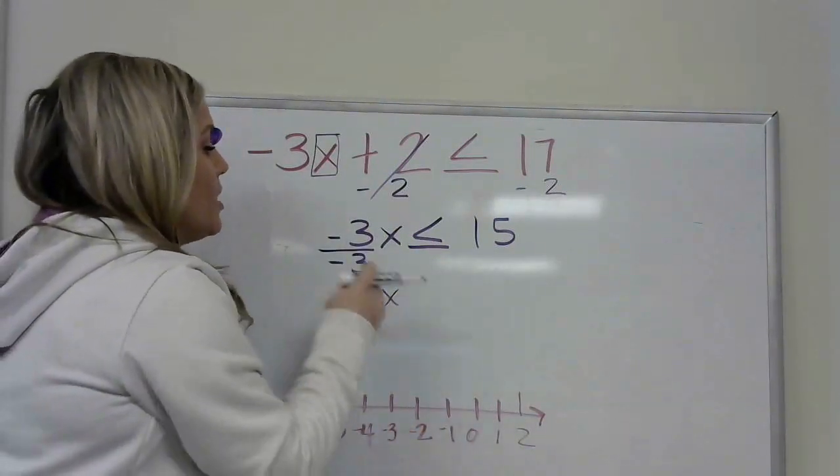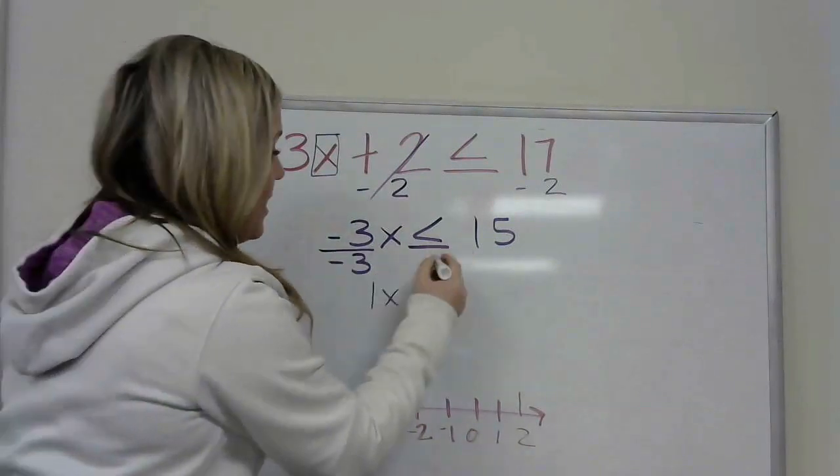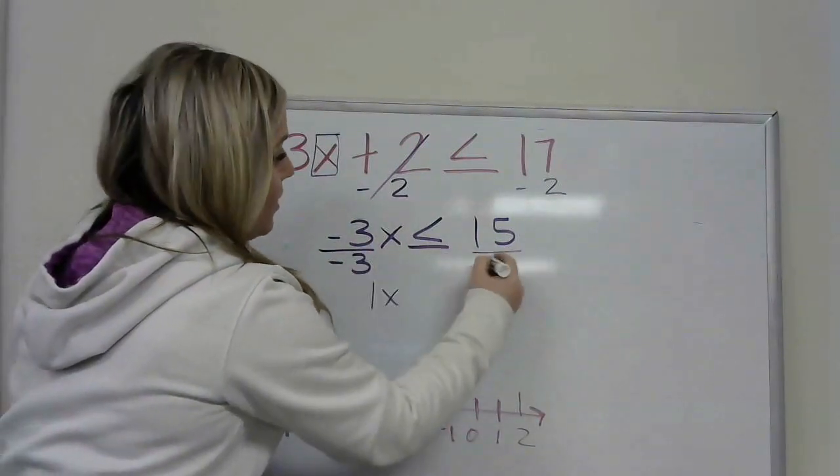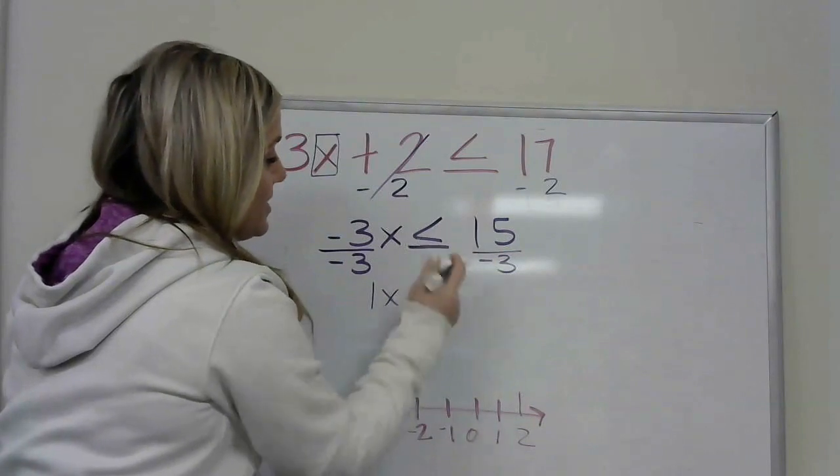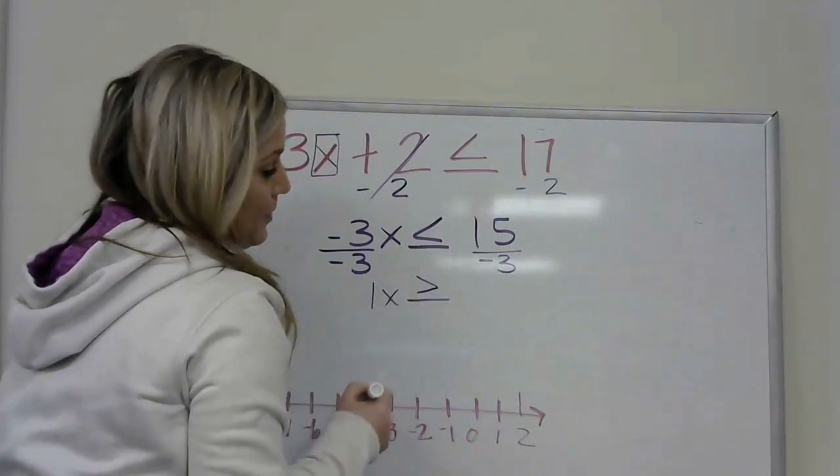And it's positive. But if I divide this side by negative 3, I've got to divide the other side by negative 3 as well, but this now has to flip, okay?